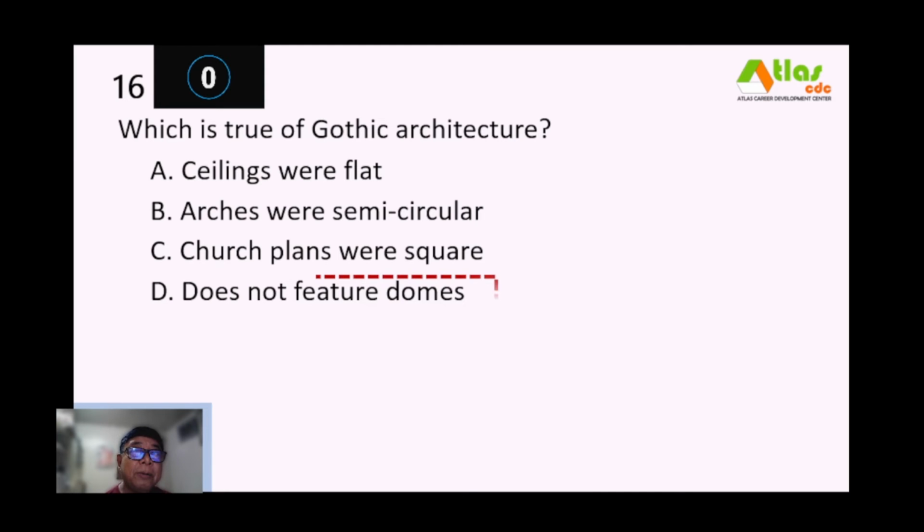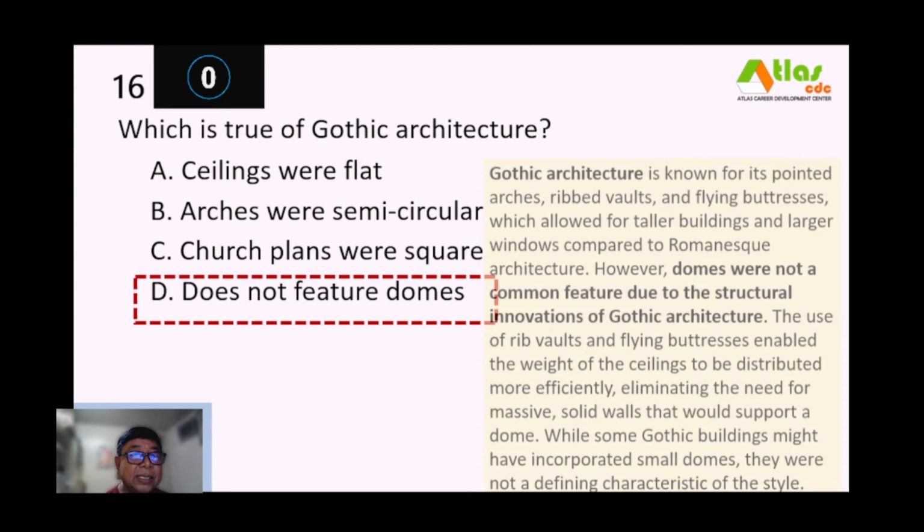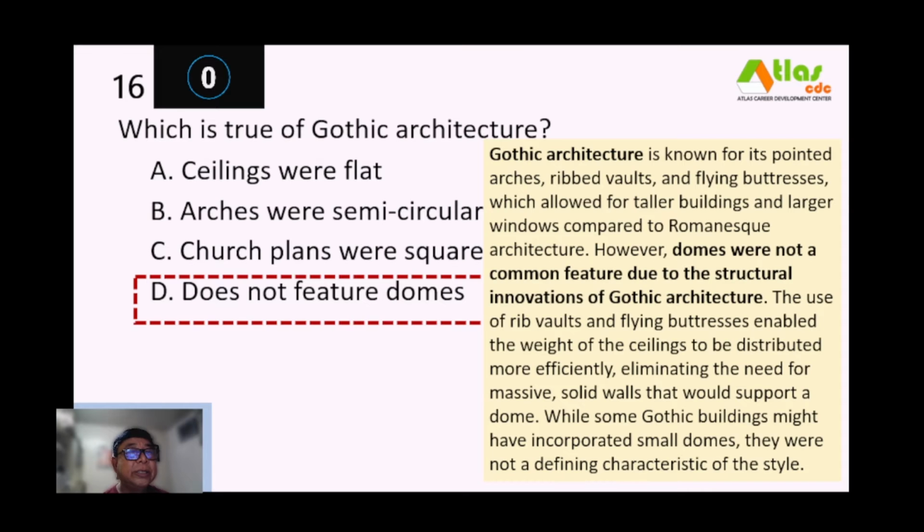And our correct answer is letter D, does not feature domes. So Gothic architecture is known for its pointed arches, ribbed vaults, and flying buttresses, which allowed for taller buildings and larger windows compared to Romanesque architecture. However, domes were not a common feature due to the structural innovations of Gothic architecture.